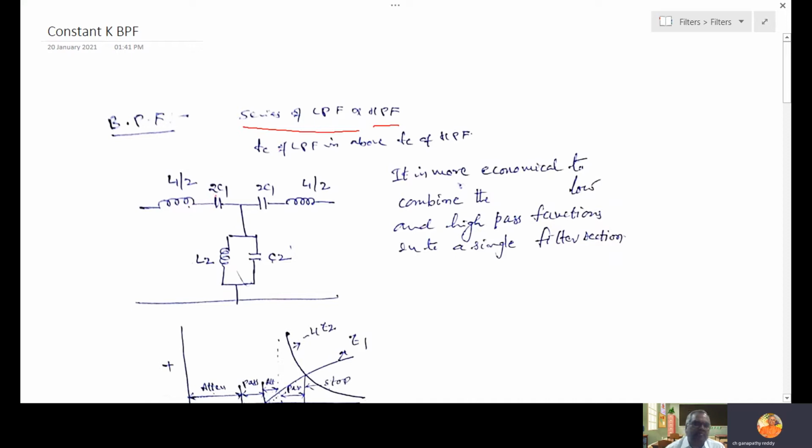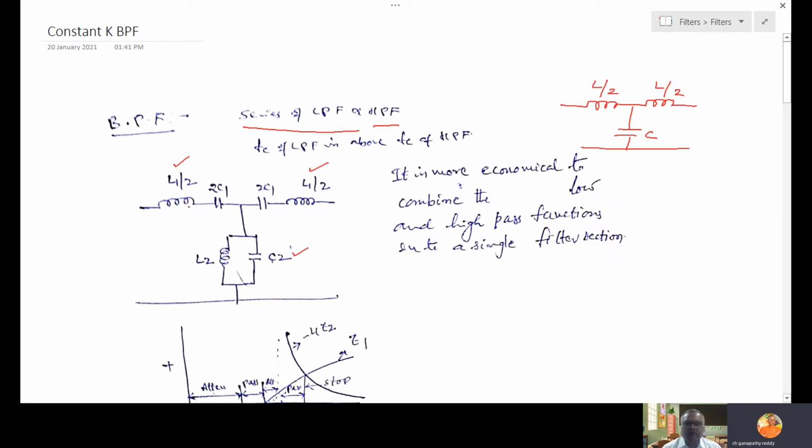What is the low pass filter we discussed earlier? Low pass filter: L by 2, L by 2, and C. So here also it contains L1 by 2, L1 by 2 and C2.